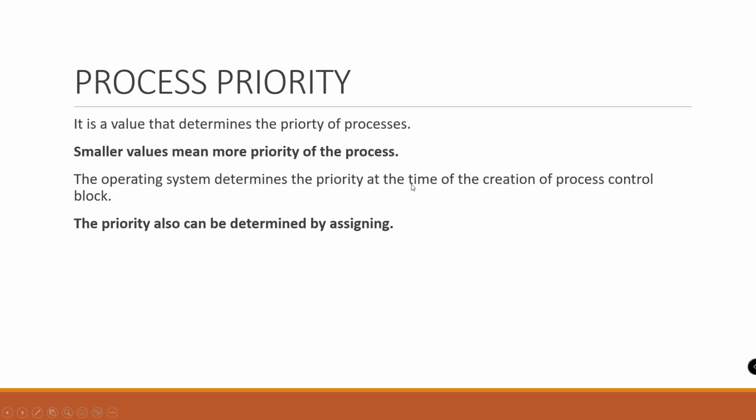So process priority, as you can see, is a value that determines the priority of the processes. Smaller values mean more priority of the process. The operating system determines the priority at the time of the creation of the process control block. It depends on many conditions like the age of the process, etc. And the priority can also be determined by assigning.